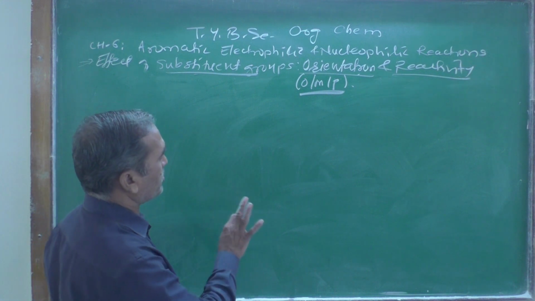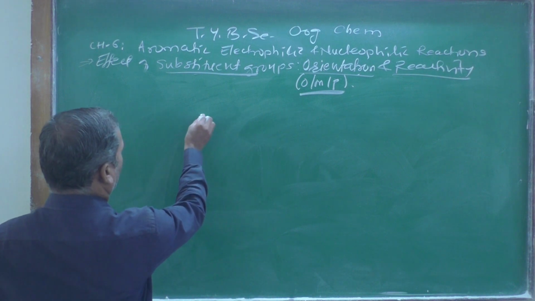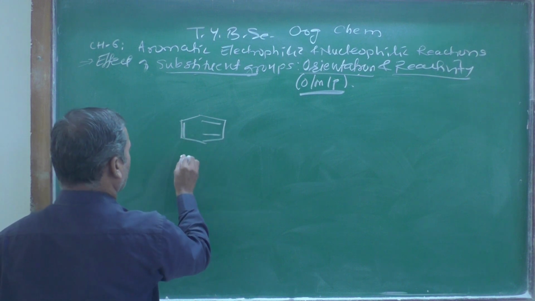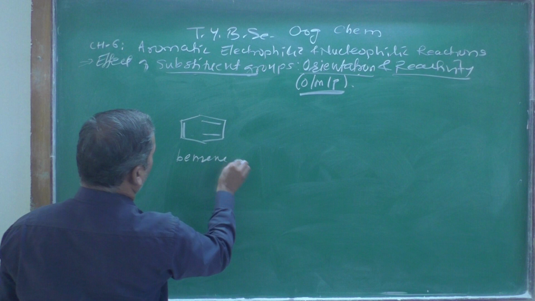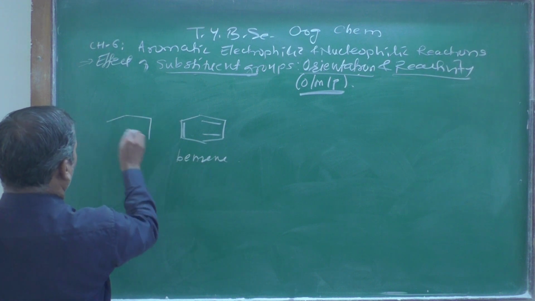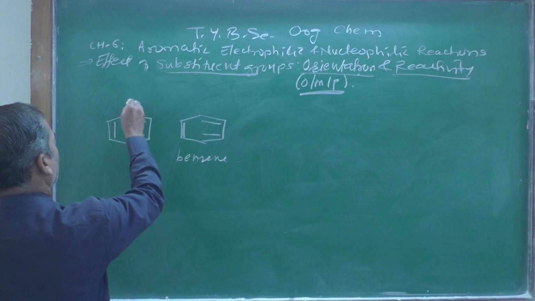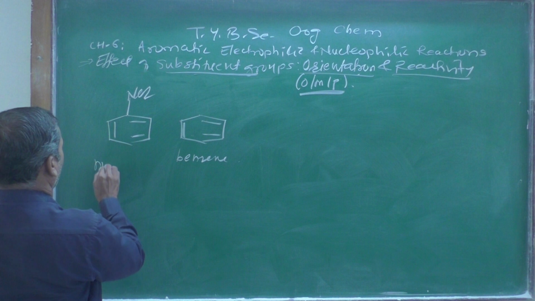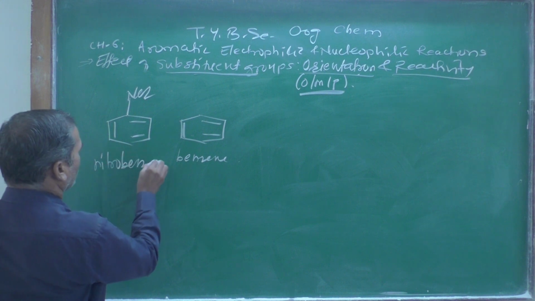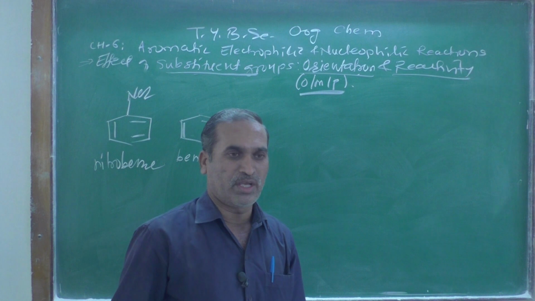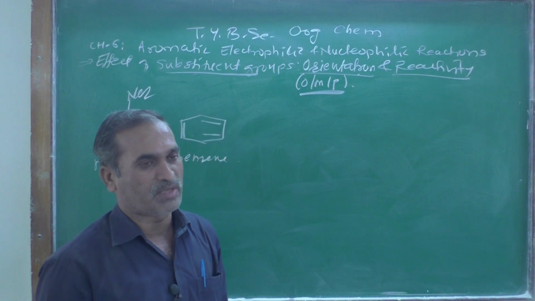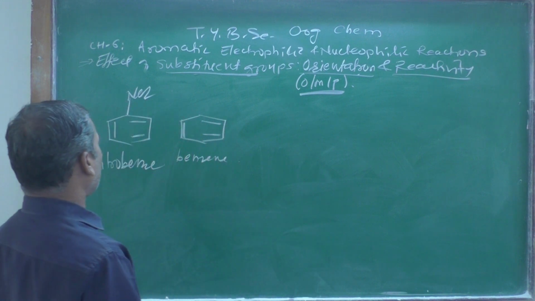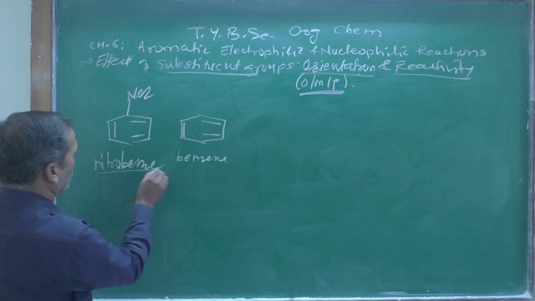Let us consider the reactivity of these three compounds. Let me draw some of the compounds here. This is benzene, as we know. Let me draw one of the compounds here. This is nitrobenzene, and this nitrobenzene can be obtained when benzene is treated with a nitrating mixture under suitable reaction conditions, producing nitrobenzene.